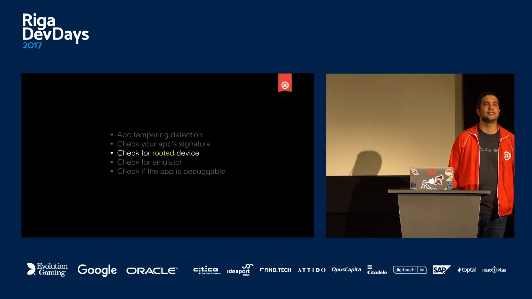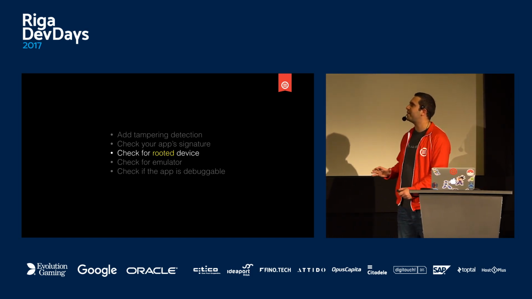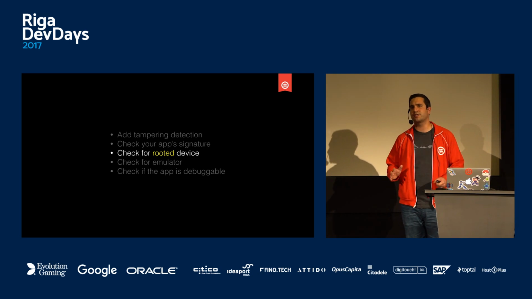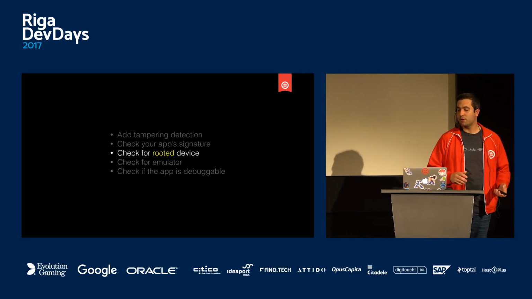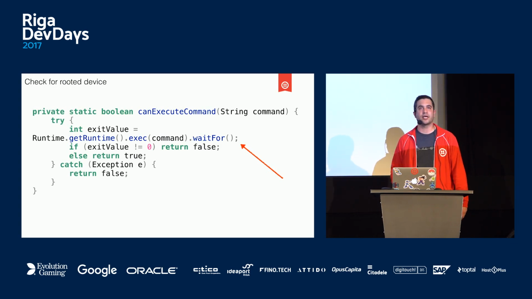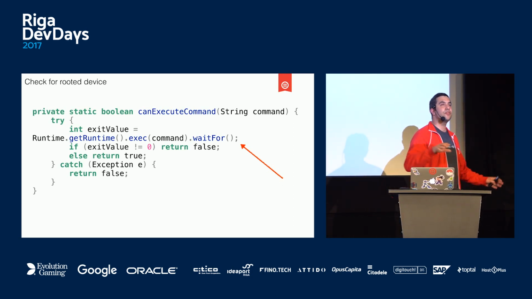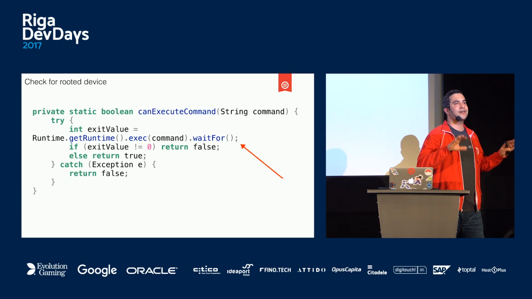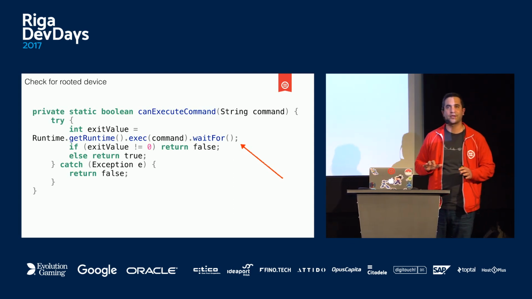Checking for rooted devices. This is my favorite one, because there's this big talk about whether I should let my application run on a rooted device or not, and there's a choice to be made right here. Checking for rooted devices is as simple as this: you try to execute a command, like su, for super user, and if you can execute it, it means this device is rooted. The one thing about rooted devices is, as soon as a device is rooted, all of your security features kind of go out the window.